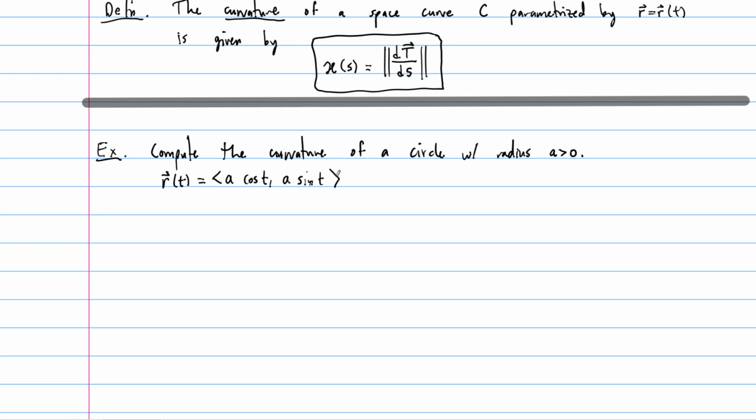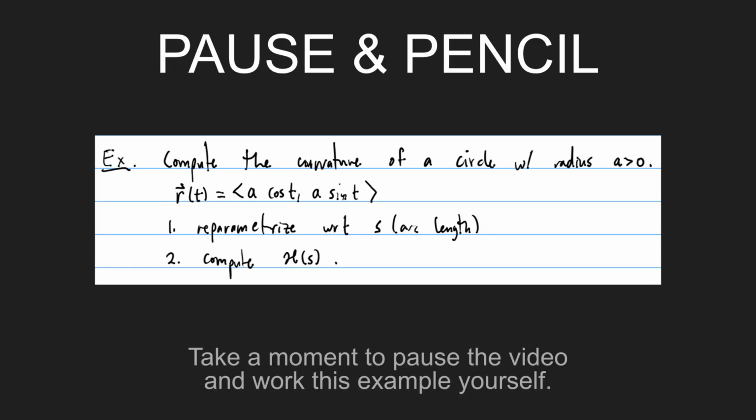All right. And so what I'd like you to do now is compute the curvature by doing the following steps. So first, reparametrize with respect to arc length. So with respect to s, this is arc length. All right, and then second, compute all these derivatives and put it all together. So compute this kappa of s, but from the definition, right? So take a moment and work that one out, and I'll check back in with you guys in a minute.